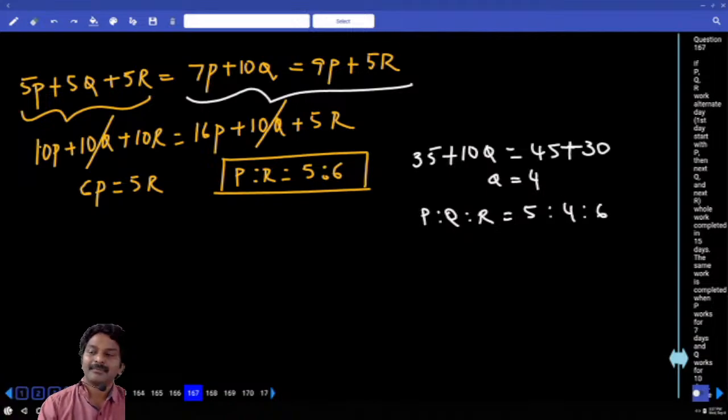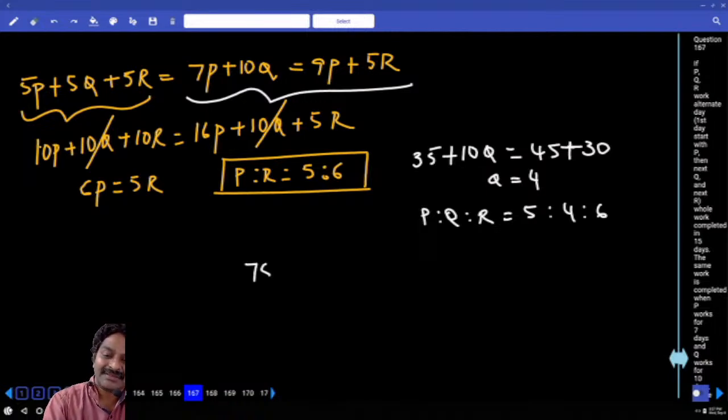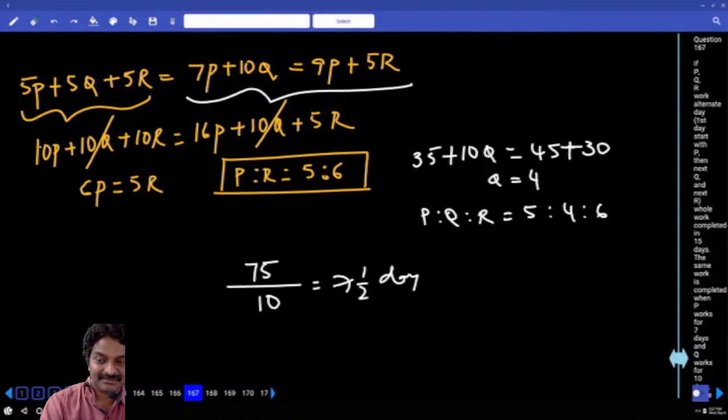Correct? Can I treat this underlined, circled, highlighted word as total work? Already we calculated, right? That is total work. So how much is total work? 75. Now this must be done with Q and R, where Q and R efficiency is 10, so 75 by 10, which is equal to 7.5 days.